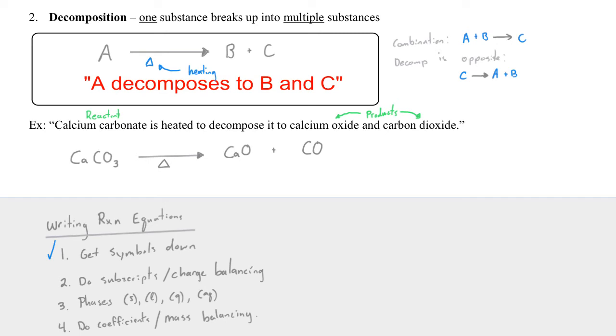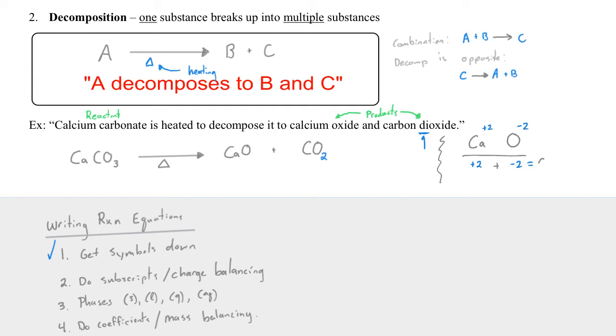Now we move on to step 2, which is subscripts and charge balancing. Let's start on the product side. First, with carbon dioxide. We know that the formula for carbon dioxide is CO2, and that's specified here in the name for that product. So we have C and then O and then a subscript 2. Let's now look at the other product, which is calcium oxide. Calcium is a group 2 metal, so it has a +2 charge. Oxide is in group 6 and has a -2 charge. So how do we balance these out? Well, that's right.